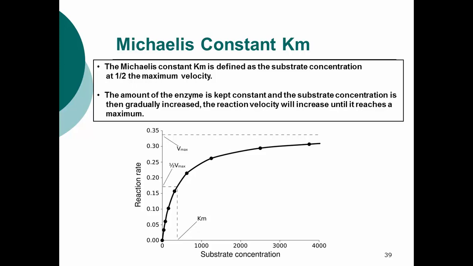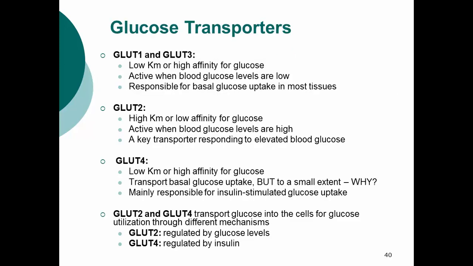Does that make sense? Okay. So the glucose transporters, we consider like enzymes, right? And the glucose as a substrate. So different glucose transporters have a different affinity or Km for glucose. For example, group 1 and group 3 usually have a lower Km, or high affinity, for glucose.